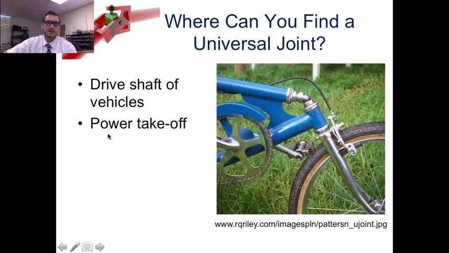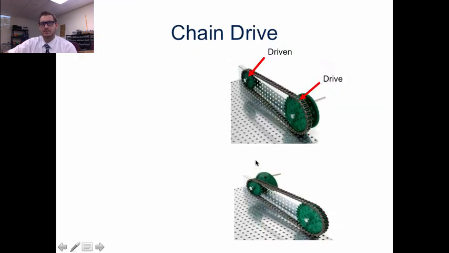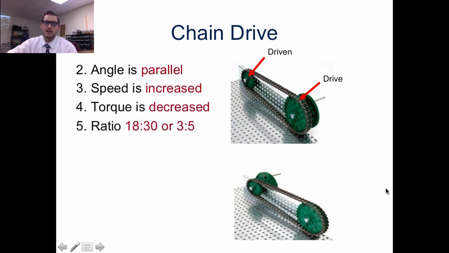Okay, drive shaft on vehicles, power takeoffs. Universal joints are used to transmit rotary movements at an angle that is not 90 degrees. Okay. Chain drives. A lot of you have seen these on bicycles, motorcycles. Let's talk about the different parts.